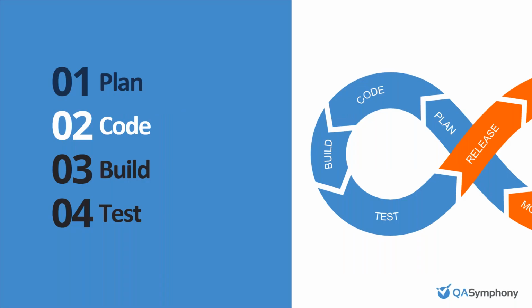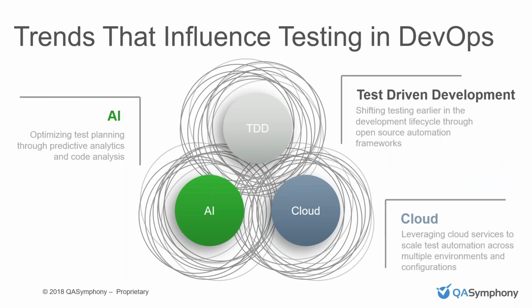All right, the next part is looking at the code aspect of it. Here are the things that we're seeing that are really influencing testing in DevOps, right? Lots of people are talking about AI, right? That's like the big thing that everyone talks about.